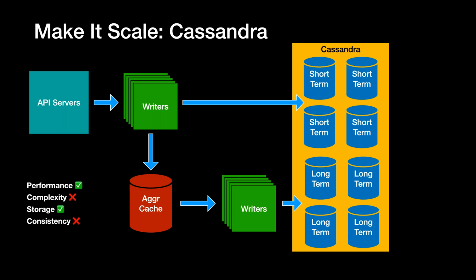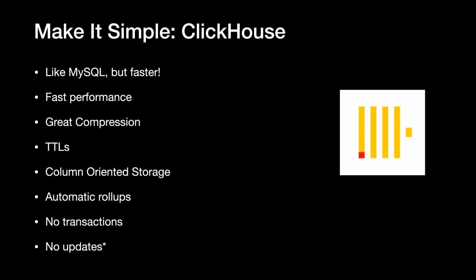And the other thing is that we still haven't solved this consistency problem. If at any point the aggregation cache or those rollup writers ever went away, we would still have that consistency problem. So we're hoping that with the next data store, the next solution that we come up with, we can still keep those performance gains and still have great storage, but now address that complexity and the consistency. We looked around, we did our research, and what we found was Clickhouse.